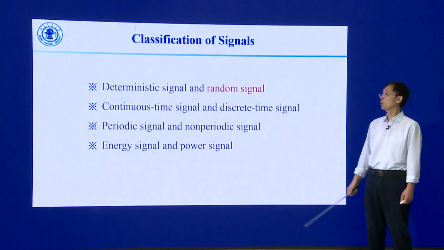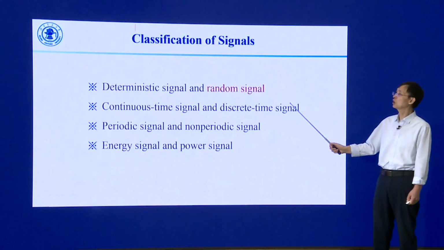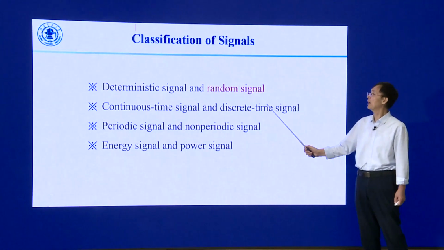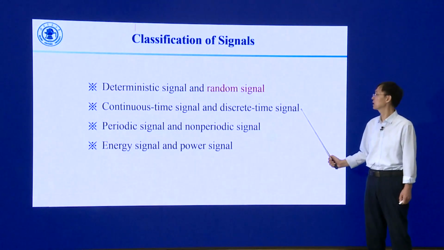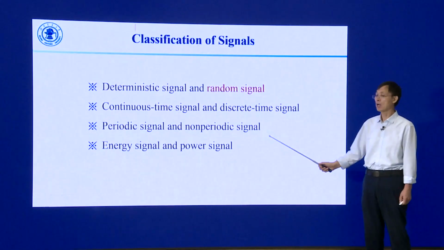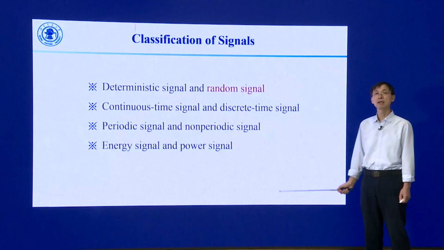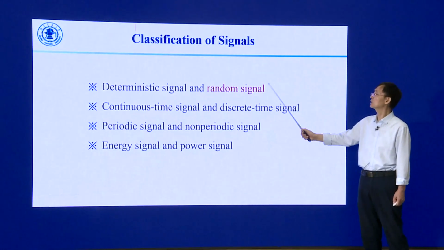In this lecture, we have discussed the classification of signals. It includes deterministic signal and random signal, continuous time signal and discrete time signal, periodic signal and non-periodic signal, energy signal and power signal. In this course, we will not discuss the random signal.